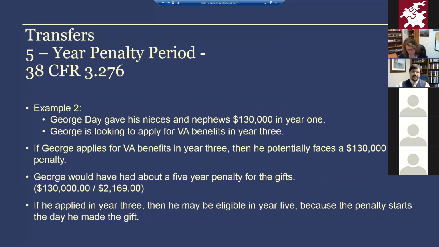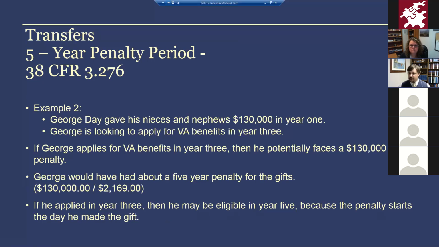Another example is that he gave his nieces and nephews $130,000 in year 1. He's looking to apply for VA benefits in year 3. Again, we've got the $130,000 penalty. However, he would have about a 5-year penalty for the gifts. The penalty period would have started on the day he gave those funds away. He may be eligible in year 5, or 2 years after he actually applies for VA, because again, that penalty starts the day that he made the gift.